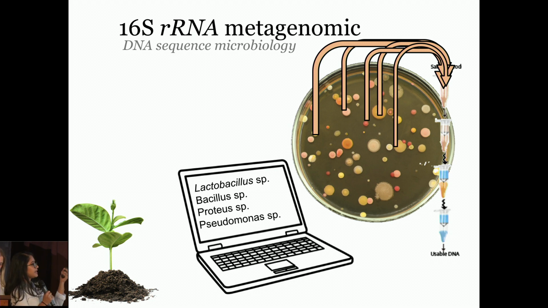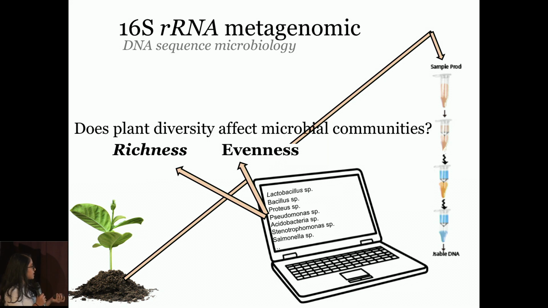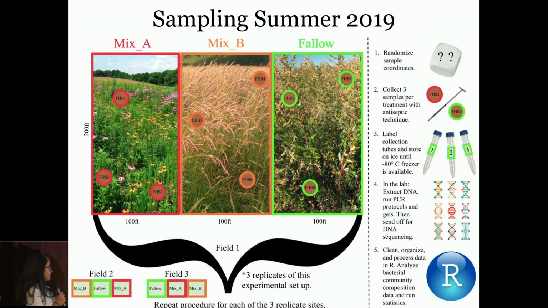So you can either take it from the petri dish and do the extraction, but what we did is we went straight to the soil, and then we extracted it. We froze the soil the second we got back to campus at -80 degrees, and then after we did the DNA extractions, we did PCRs for 16S RNA sequencing. We looked at the richness and the evenness to see if plant diversity affects microbial communities within each of the treatments. So the process that we had was we have all these plots, mix A, mix B, and fallow, and we randomly chose coordinates for our sampling because we didn't want there to be bias as to where we decided to pick our samples.